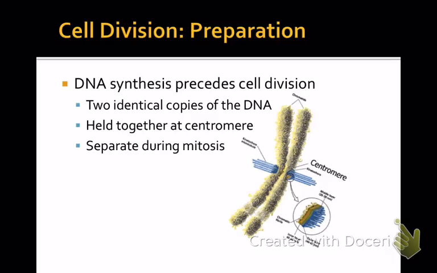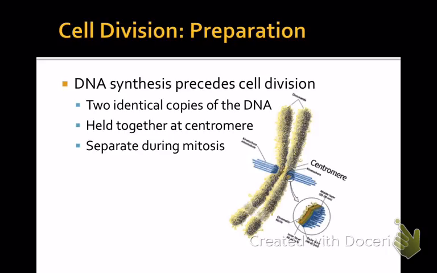Each of the two copies of the DNA molecule are held together. They're held together at a region called the centromere. And that centromere actually is a point of attachment for the elements of the cell called microtubules or spindle fibers that are going to pull them apart.